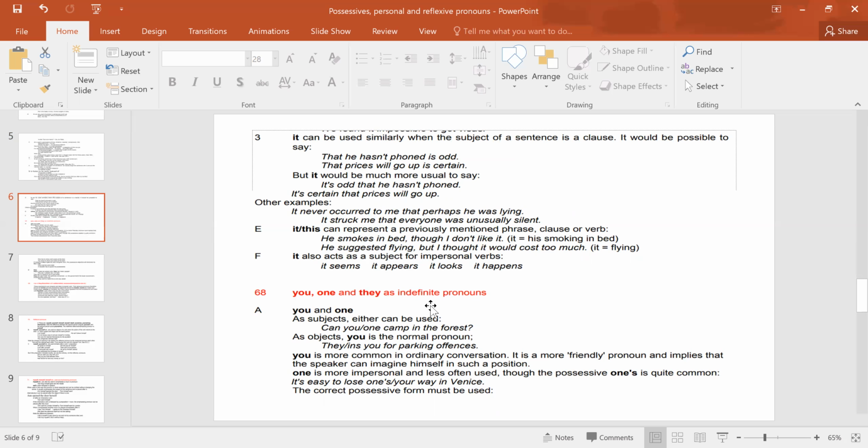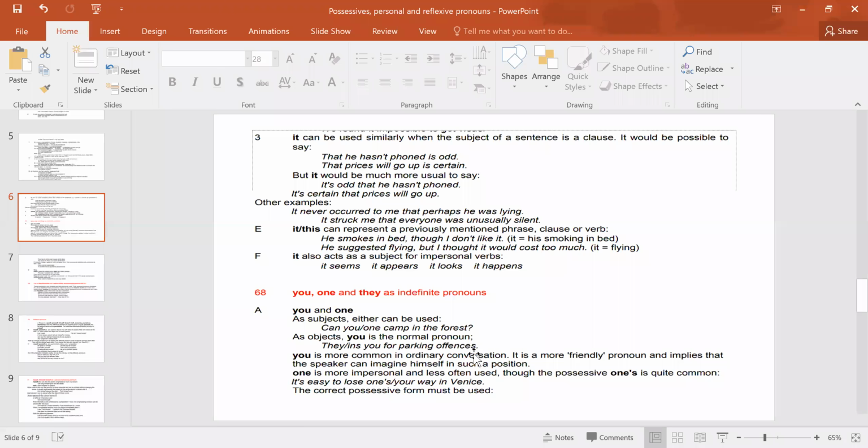You, one, and they as indefinite pronouns. So you, one, and they can be indefinite pronouns as well. As subjects, either can be used. Can you, can one camp in the forest? As objects, you is the normal pronoun. They fine you for parking offenses. They find you. They charge you. They fine you for parking offenses.